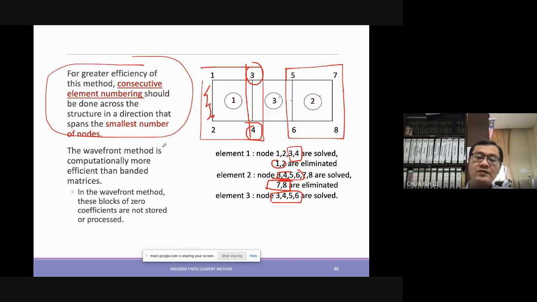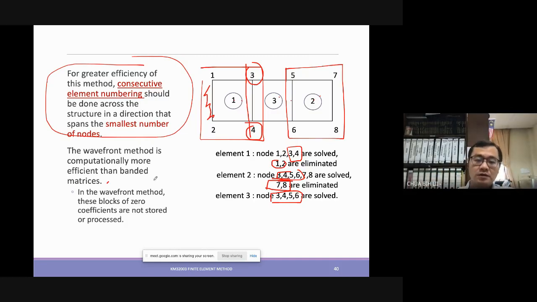So this wavefront method is computationally more efficient again than the banded matrix, even maybe more efficient than the Skyline as well, because of the way we load the data into memory and solve it, part by part, in the partition way, right?